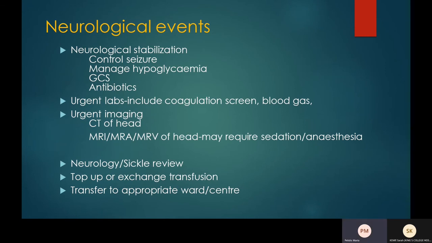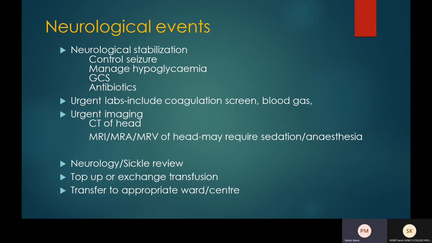Obviously, the first important thing to do is neurological stabilization, control the seizure if that's occurring, manage any hypoglycemia, and give antibiotics for potential infections. It's important to send off the labs urgently, and in this case also include a coagulation screen and blood gas, and urgent imaging. A CT of the head will allow one to detect a bleed quite rapidly and can be done in many A&Es right away.